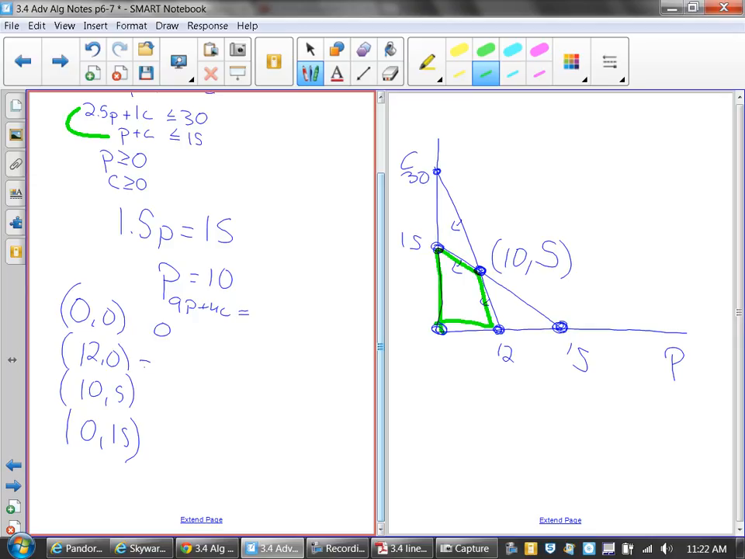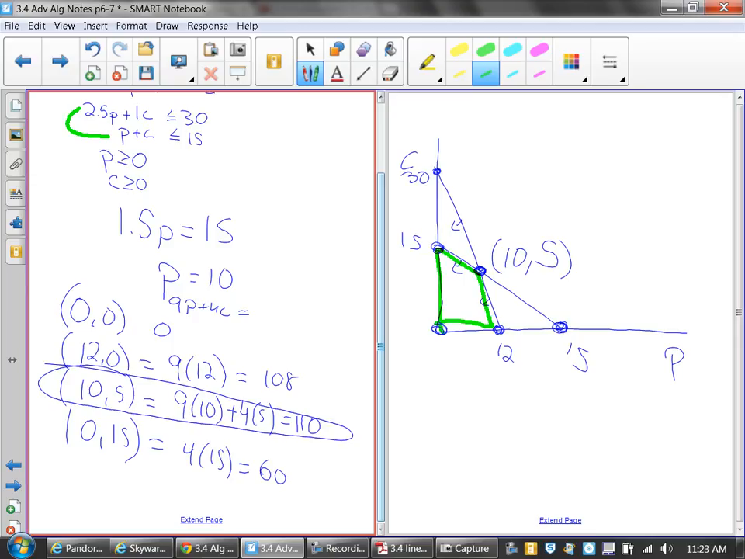So you have 0, 9 times 12, 9 times 10, plus 4 times 5, and then 4 times 15. That's 108, and this is 110, and that's 60. How many of each are you going to make? 10 and 5. 10 party dresses and 5 casuals.